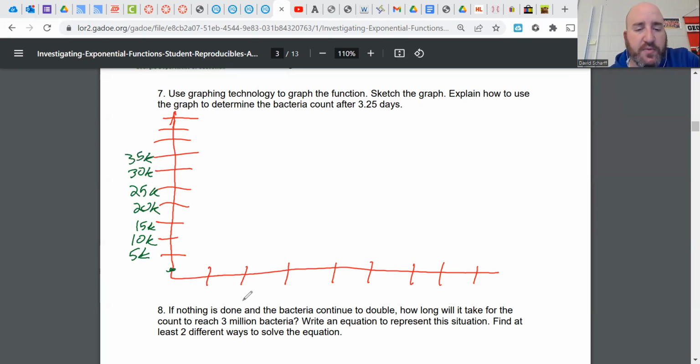I'm just going to do this far because we only went to 40. All right, so 0, 1,500; 1, 3,000; 2, 6,000; 3, 12,000; 4, 24,000; 5, 48,000, which is almost all the way up here.